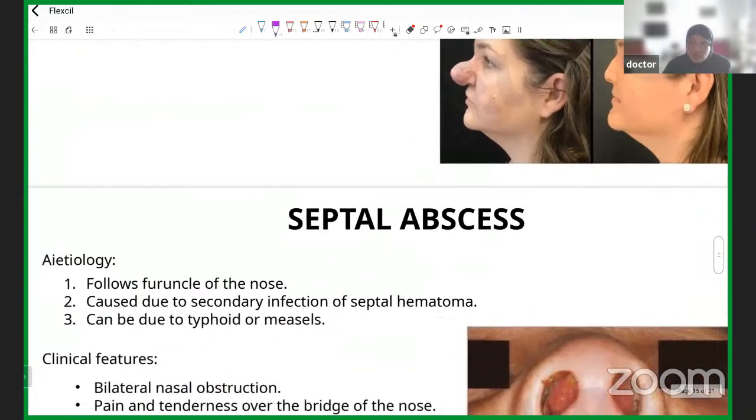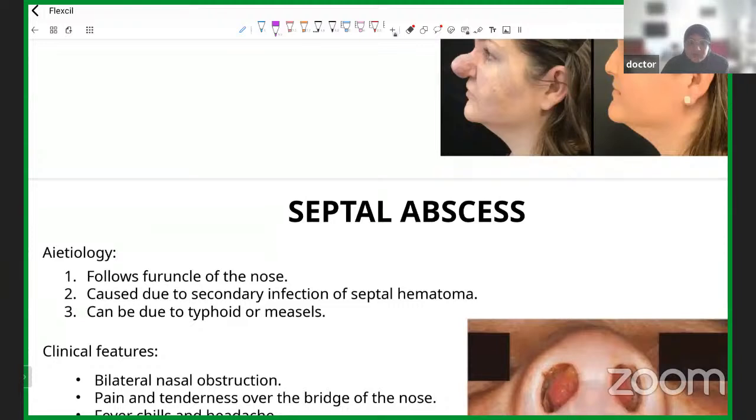Now, coming to the next topic, septal abscess. So what is septal abscess? This is not a disease of the external part of the nose. It is a disease of the nasal septum. Now, we have finished the anatomy of the nasal septum. I advise all of you to go back to that topic and understand the nasal septum so that you have a good hold on the topics of abscesses and hematomas. So the septal abscess is usually because of septal hematoma. It is a secondary infection of septal hematoma.